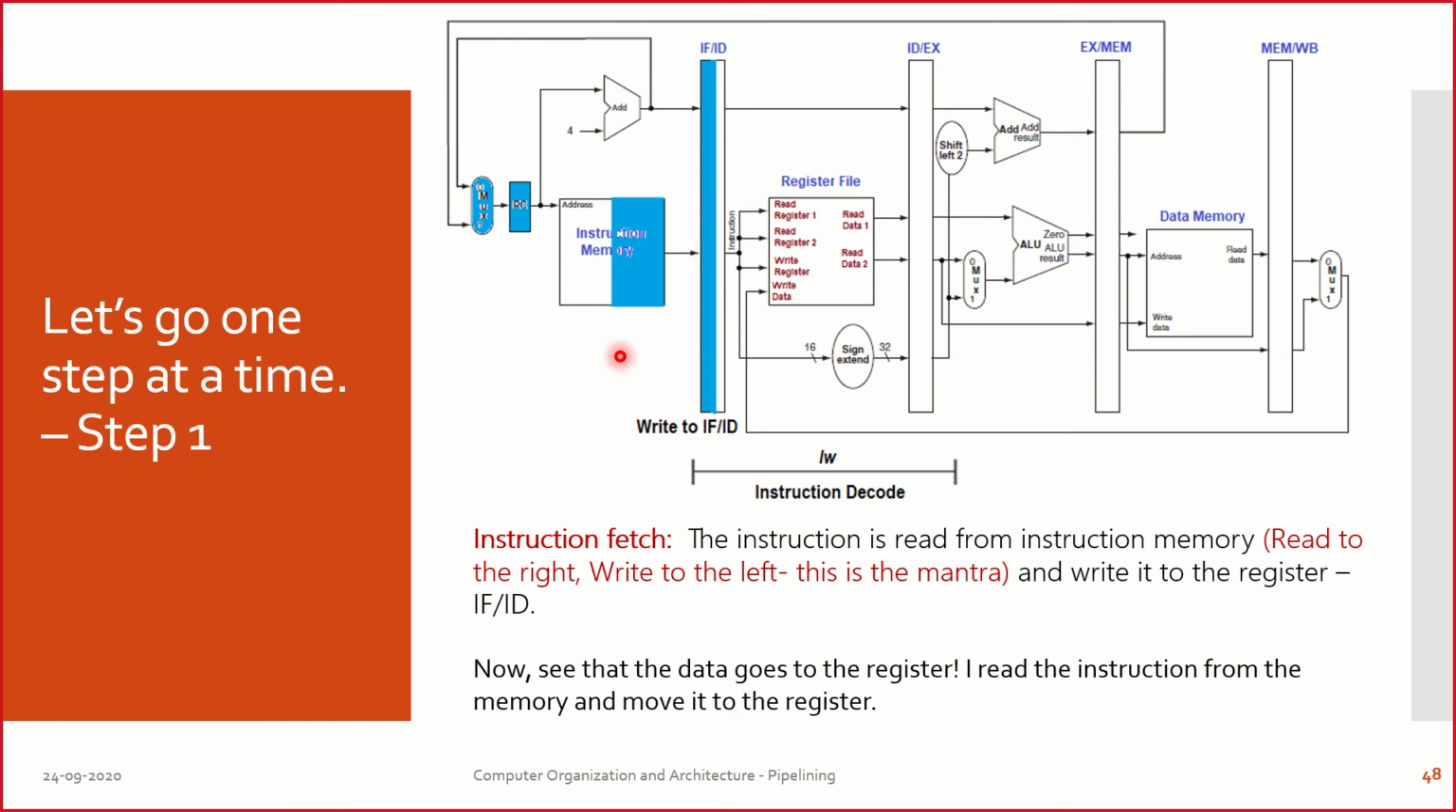What is the first stage? I am going to read what the instruction is. I repeat, I am going to read what the instruction content is from the instruction memory. So reading happens from the right. So I highlighted the right side of it. Now what do I do? I need to write it into the register called IF/ID, because this is the register which is kept in between the stage called instruction fetch and instruction decode. Only after I write it into it, the content can go into the next stage. So I need to now write it into it.